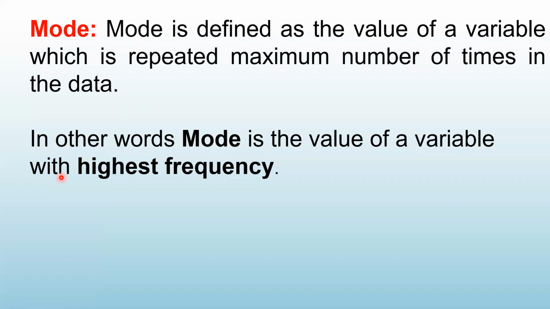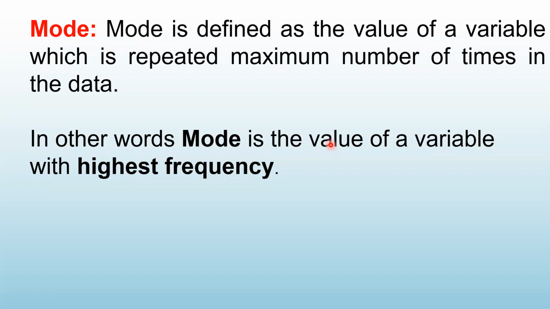Now, you know that the number of times a value is repeated in the data is called its frequency, correct? So in other words, mode is the value whose frequency is maximum, which is repeated maximum number of times in a data. That is your mode.